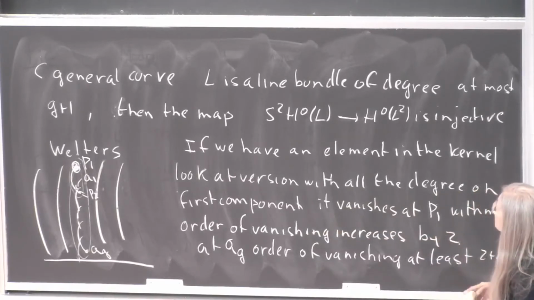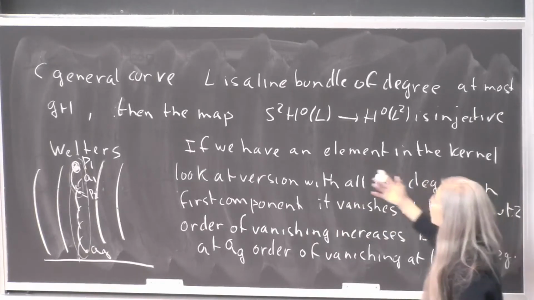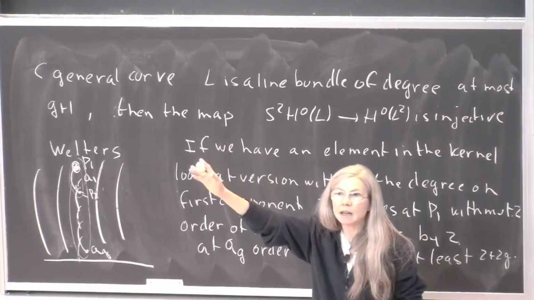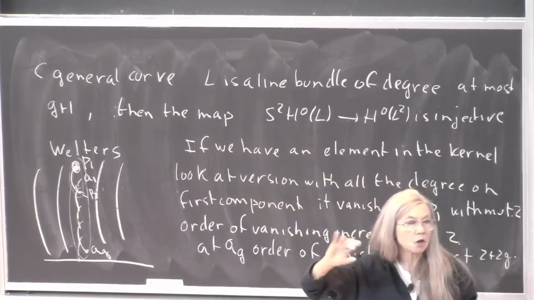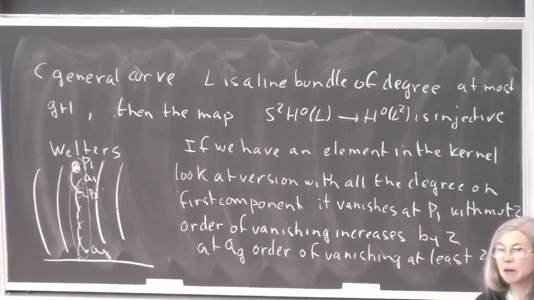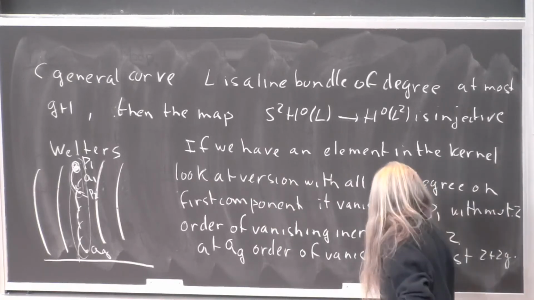And I was assuming that my line bundle had degree at most g plus 1, so anything of degree less than g plus 1 is not going to be good. And for degree g plus 1, I have to look a little bit more carefully, and it doesn't work either. So that is the end of the proof, and I am done.